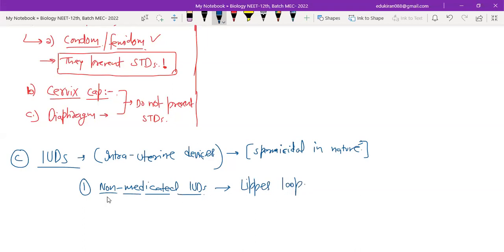Remember the example, that's all. If the question comes, it comes on examples. What is an example of non-medicated IUDs among the following? So lippes loop is a non-medicated IUD. And the second class is copper releasing IUD. Now, what does the release of copper do? Copper means the ion of the copper. Now, is it a cation or an anion? Tell me.